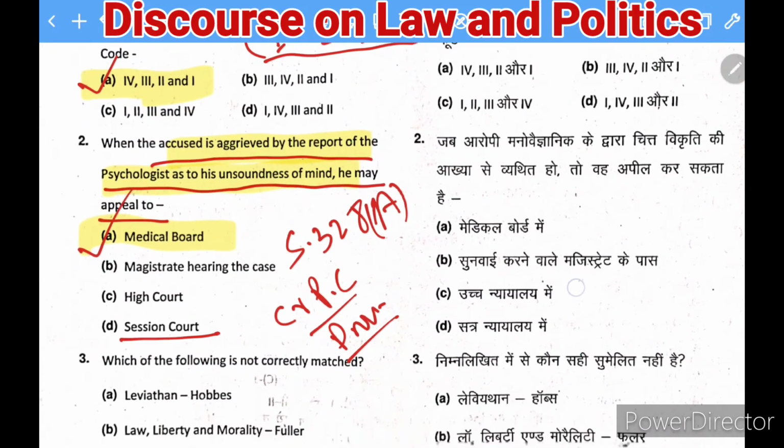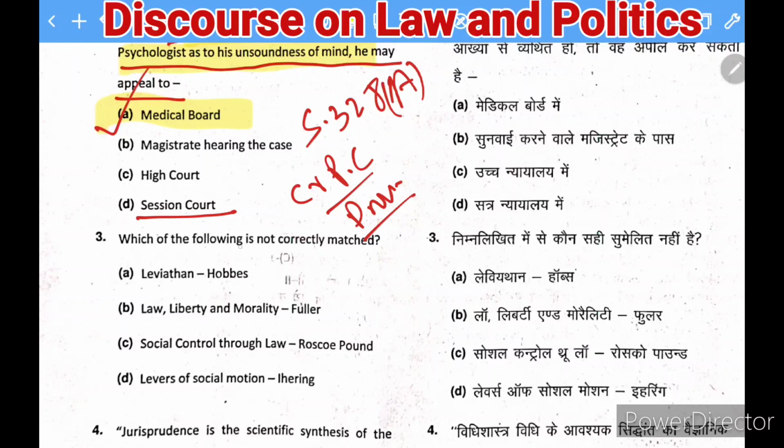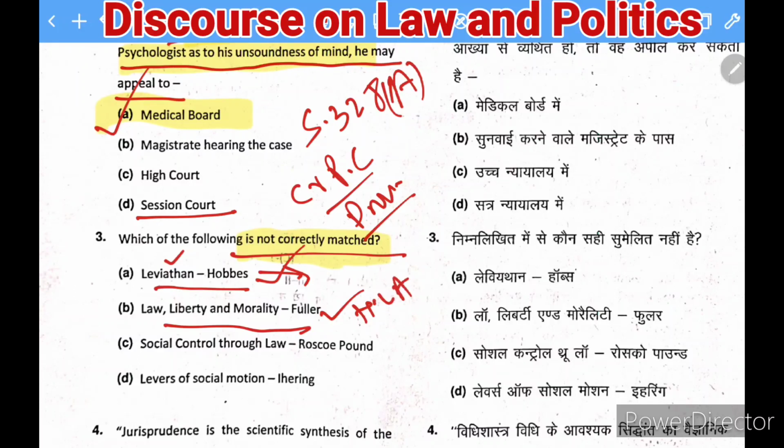Okay, see the next question. We have to see which is not correctly matched. In UP Judiciary, you also find that most of the questions are asked in terms of matching, which is not correctly matched, and which statement is not correct. That kind of question is coming this time also. Here you can see the names of the books on one side and the names of the authors on the other. Leviathan was written by Hobbes, yes, it is correct. Law, Liberty and Morality was not written by Fuller; it was written by H.L.A. Hart. Social contract through law is by Roscoe Pound. Reverse of social motion is also by Hearing. So the right option for this question is Law, Liberty and Morality, which is by Fuller.